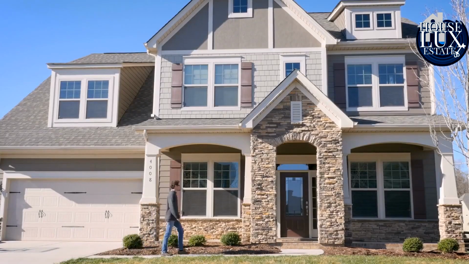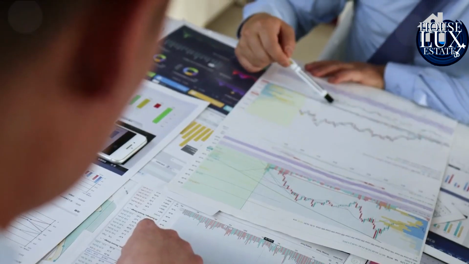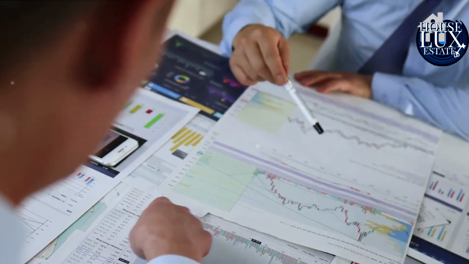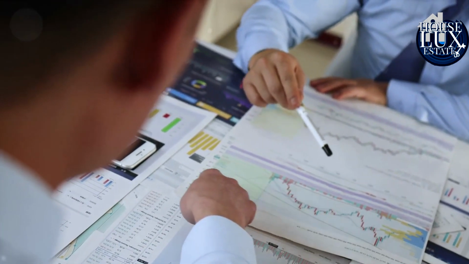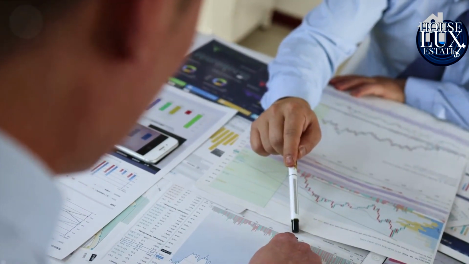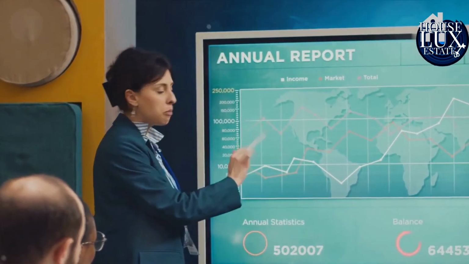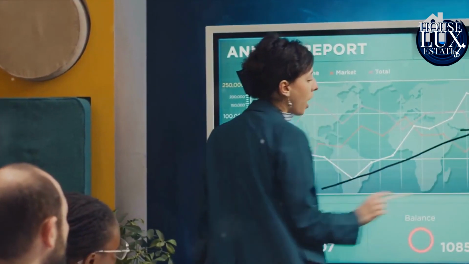Here at HouseLux Estate, we aim to equip you with the knowledge and tools to navigate the intricate world of corporate finance. And today, we're going to tackle a topic that's crucial in corporate decision-making: financial ratios. Now, what are financial ratios? These are numerical relationships between different financial figures in a company's financial statements.